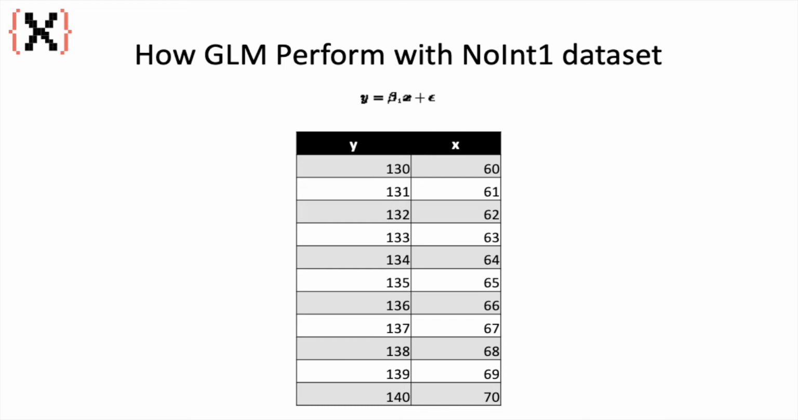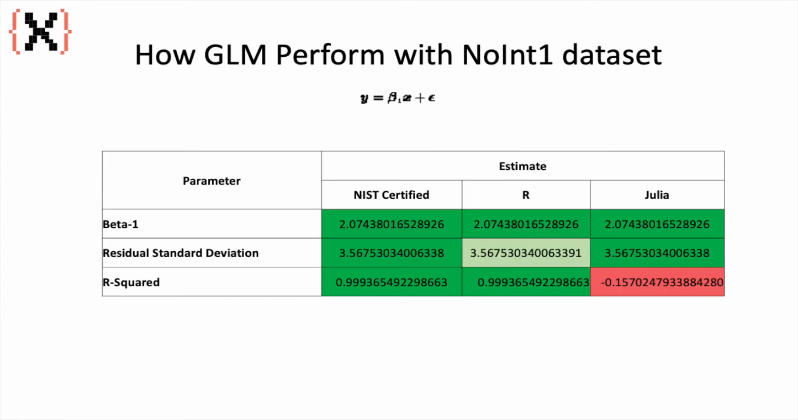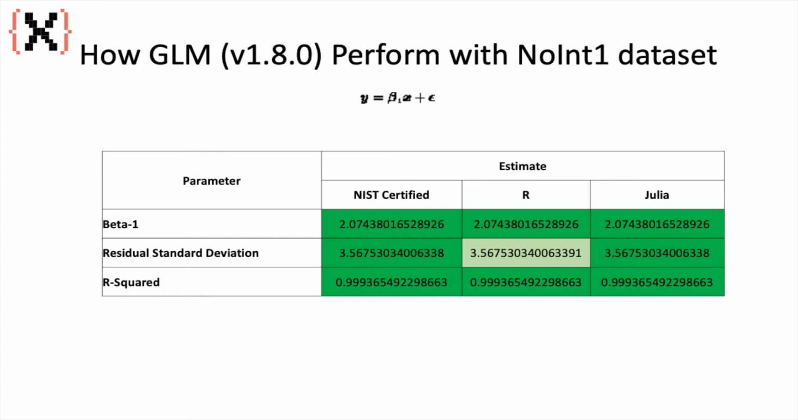Now let us take one from the list, which is NoInt1, a dataset where the corresponding model does not have any intercept term. We can see both R and Julia produce the same estimates, and the estimates match the certified values. In case of R squared, R matches the certified value, but Julia unfortunately produces a negative value. This has been corrected in the latest release, version 1.8.